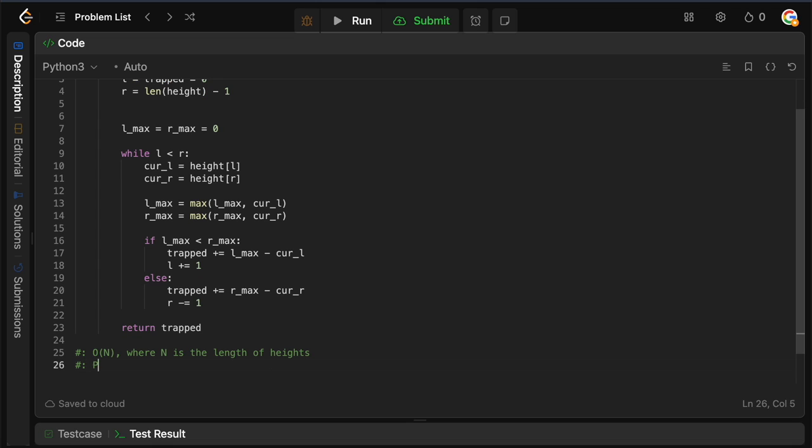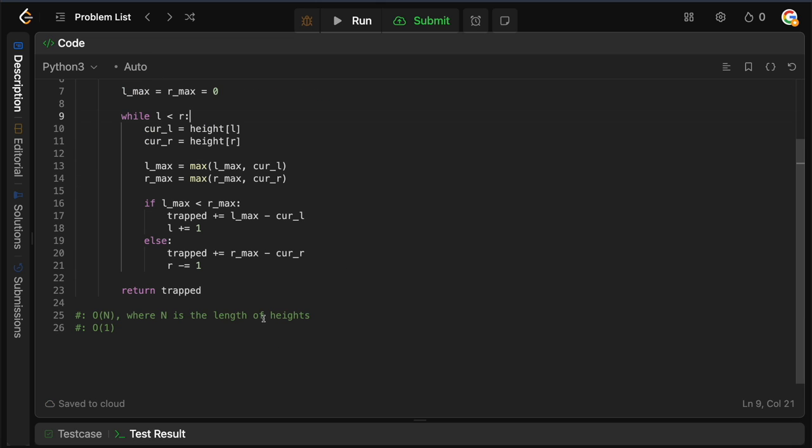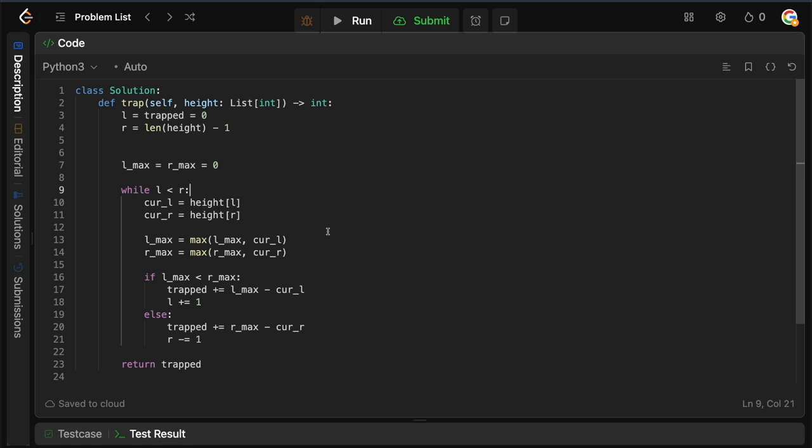For the space complexity, as you can see, this is the most optimal solution, because we don't use any extra space. We just have these pointer variables for our left and right pointer, and we don't create any extra space, so it's big O of 1. And this is the most optimal solution you can get. You can't do any better than this. This is kind of the gold standard. So yeah, that is trapping rainwater.